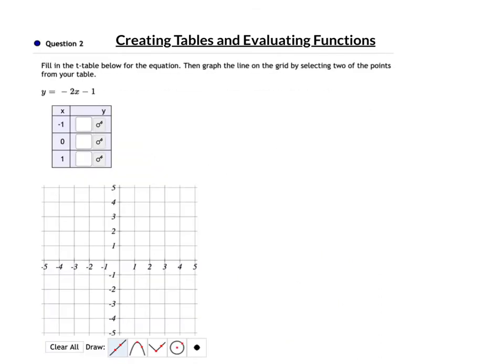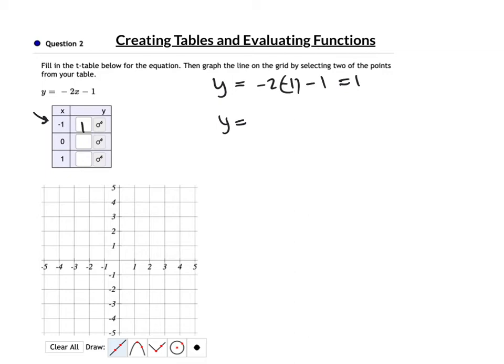This example just uses normal y instead of f of x. But if you wanted to, you could put f of x in place of y. Here we're going to find y, and it's negative 2, and I'm going to put in negative 1 for x minus 1. Negative 2 times negative 1 is 2, and 2 minus 1 is 1.